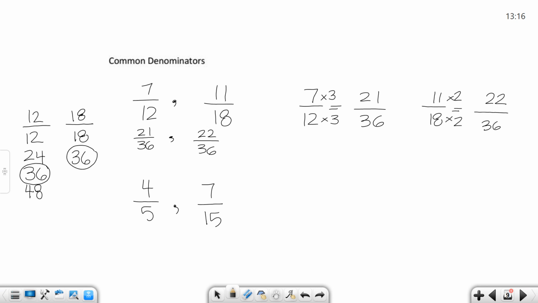Okay, the next one's a little bit easier. If I'm trying to get a common denominator with 5 and 15, I know that 15 is a multiple of 5. So that's pretty easy to do. If I want to turn this into 15, I know that I could say 5 times 3 is 15. And if I multiply in the bottom, I multiply in the top. So this would be 12/15, and this would be 7/15. So these have a common denominator.